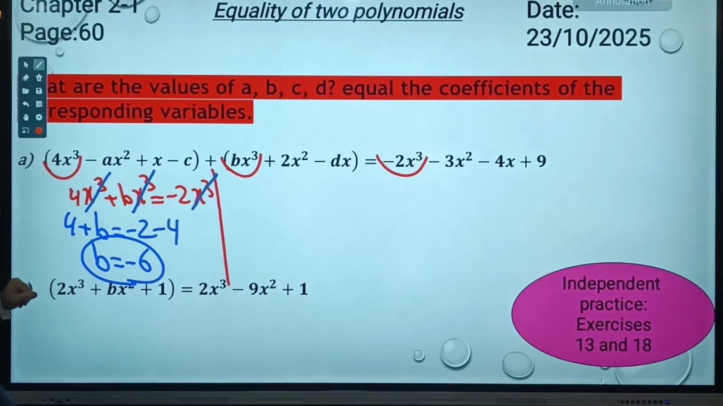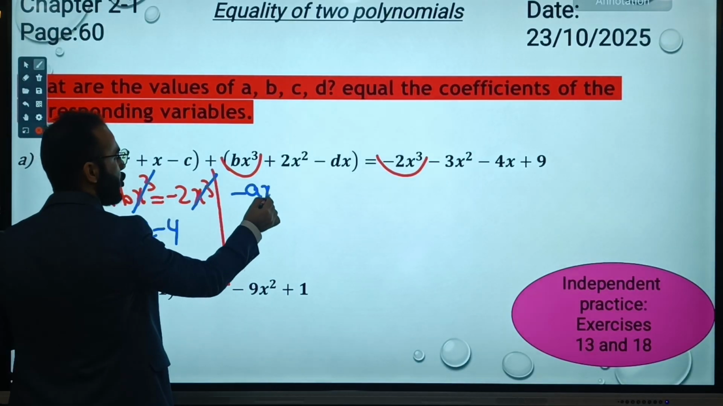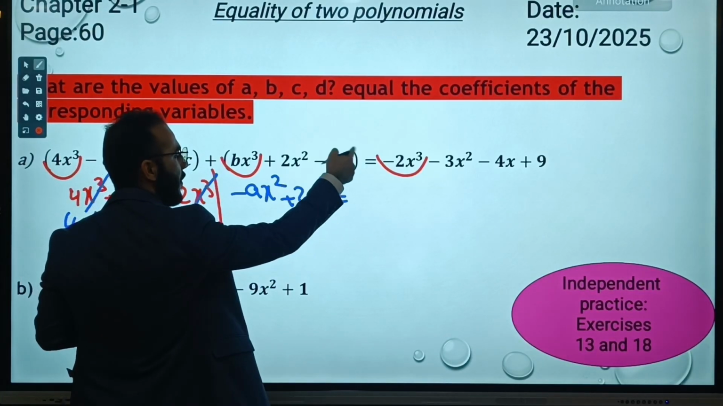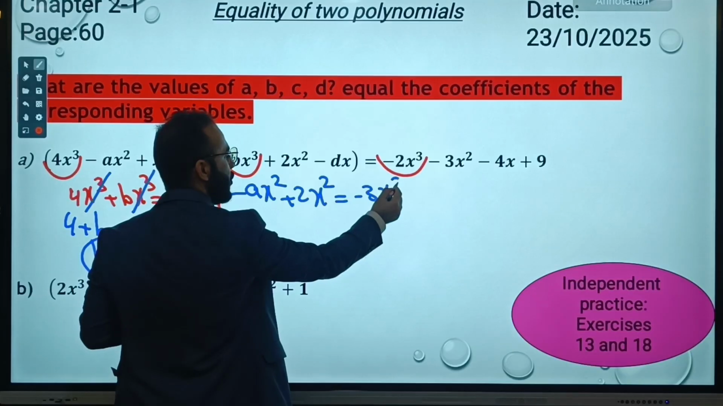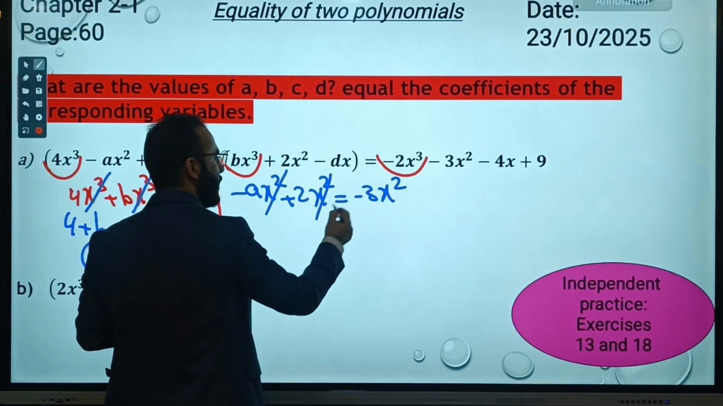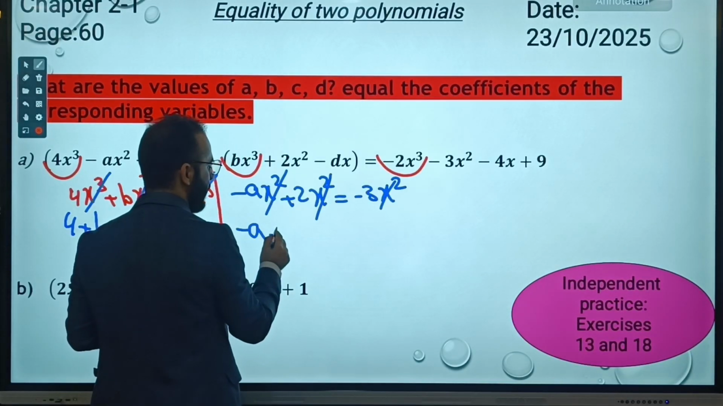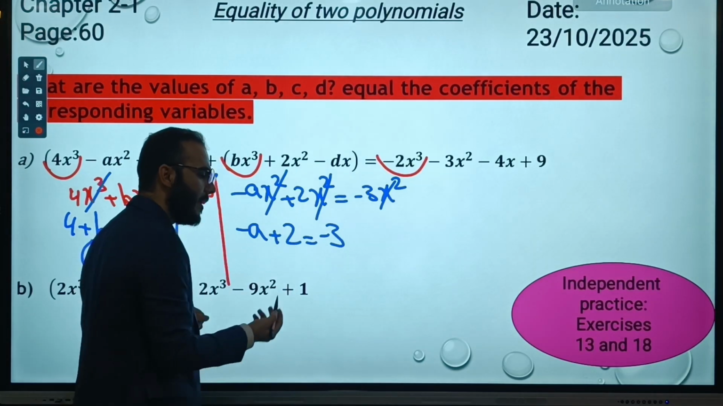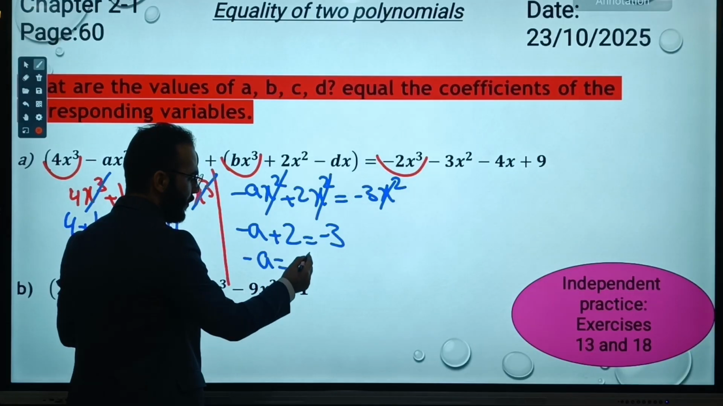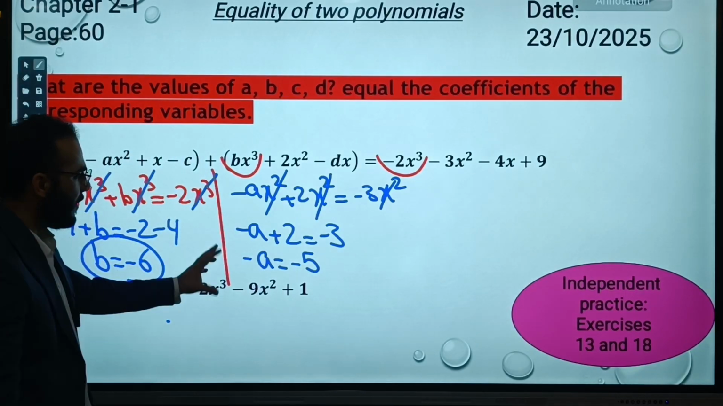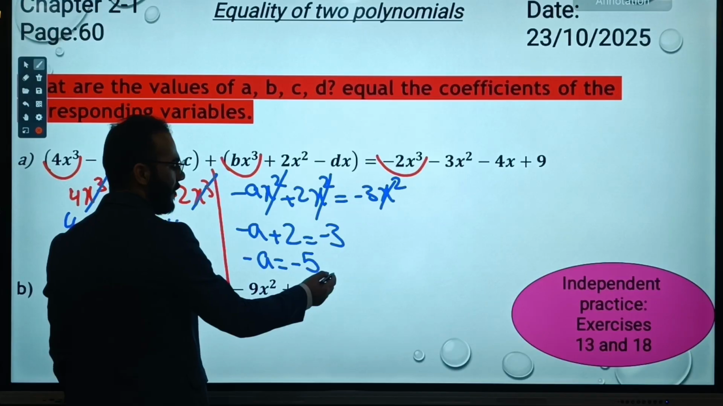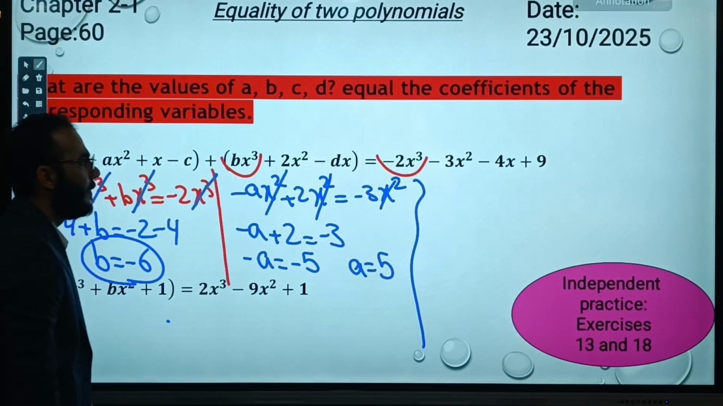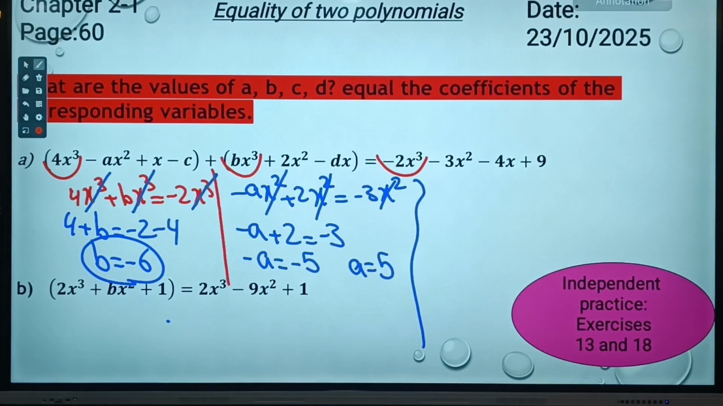Okay. How about x squared? So we have negative ax squared here, and we have got positive 2x squared over there. And from the right side, we have got negative 3x squared. So x squares are going to kill each other. What will remain? Negative a plus 2 equals negative 3. Move this 2 to the other side, it's going to become negative. So negative a equals negative 5. And then the negatives will cancel each other because we are looking for a, not negative a. So a would be basically 5. Okay? So a should be 5.